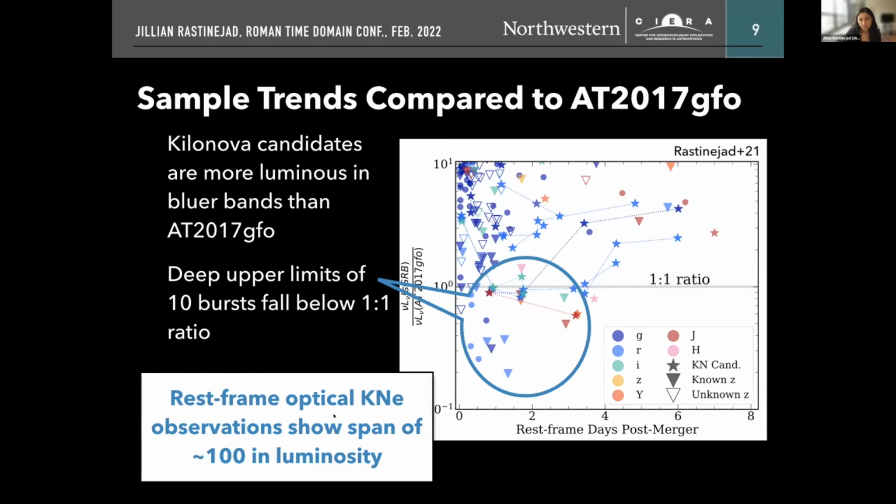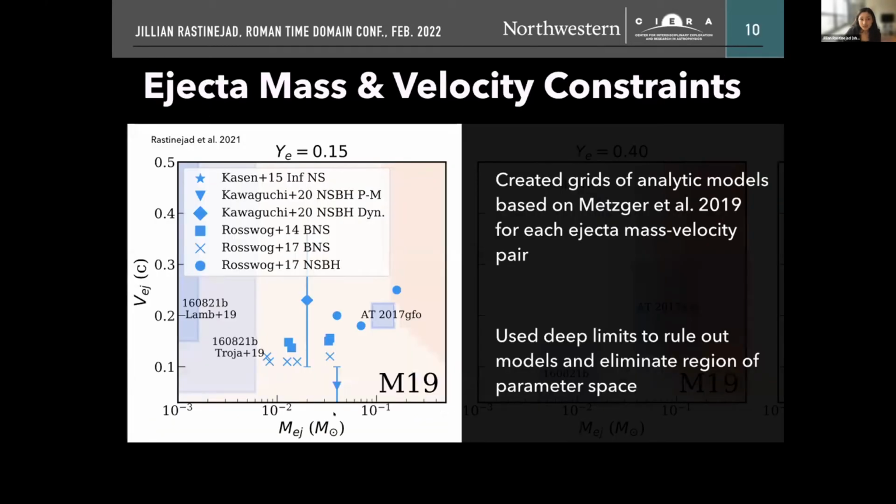The next thing that we do is make ejecta mass and velocity grids for given electron fraction values. So we created grids of analytical models. In this plot on the left, each square represents a model parameterized by the ejecta mass and velocity. We overlay estimates of previous short GRB kilonovae and a suite of kilonova model estimates. What we do is iterate through each square in this grid and, in a binary way, determine if that deep limit rules out the model or not.